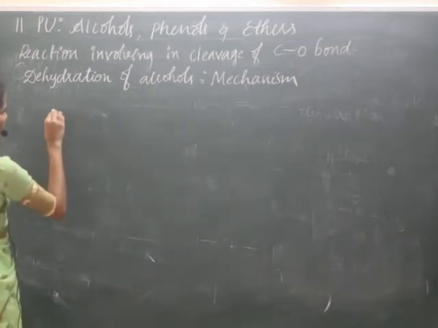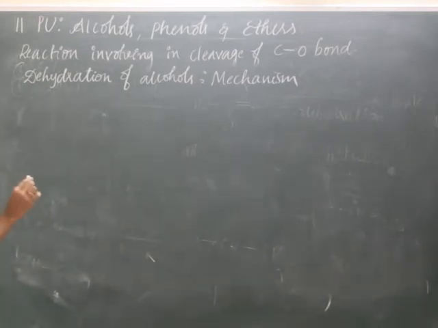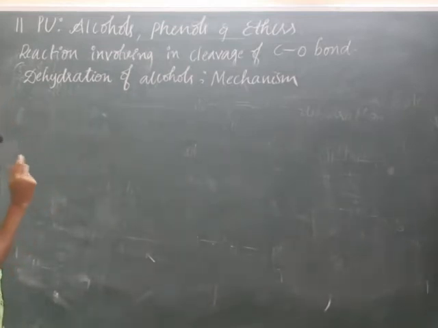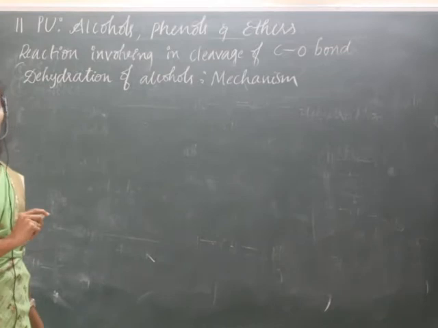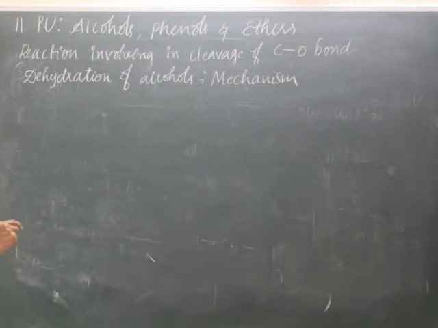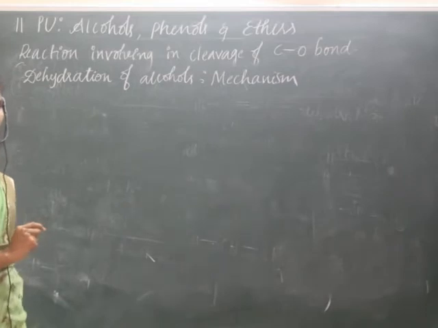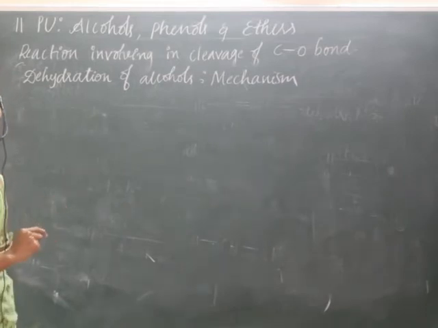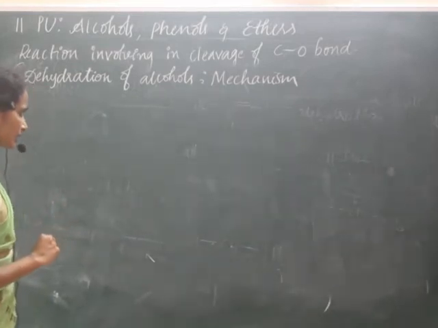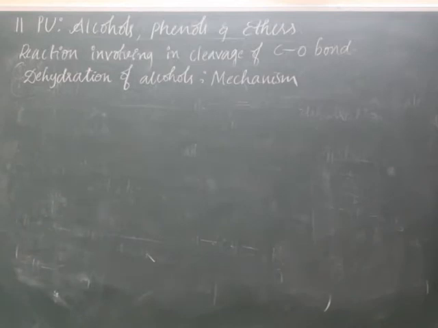So primary alcohols, secondary alcohols, tertiary alcohols we have studied. Primary alcohols will undergo dehydration at 443 Kelvin in the presence of concentrated sulfuric acid, and secondary alcohol will undergo dehydration at 440 Kelvin with around 85% phosphoric acid, and a tertiary alcohol will undergo dehydration at 358 Kelvin with about 20% phosphoric acid. Let us learn the mechanism of this reaction.